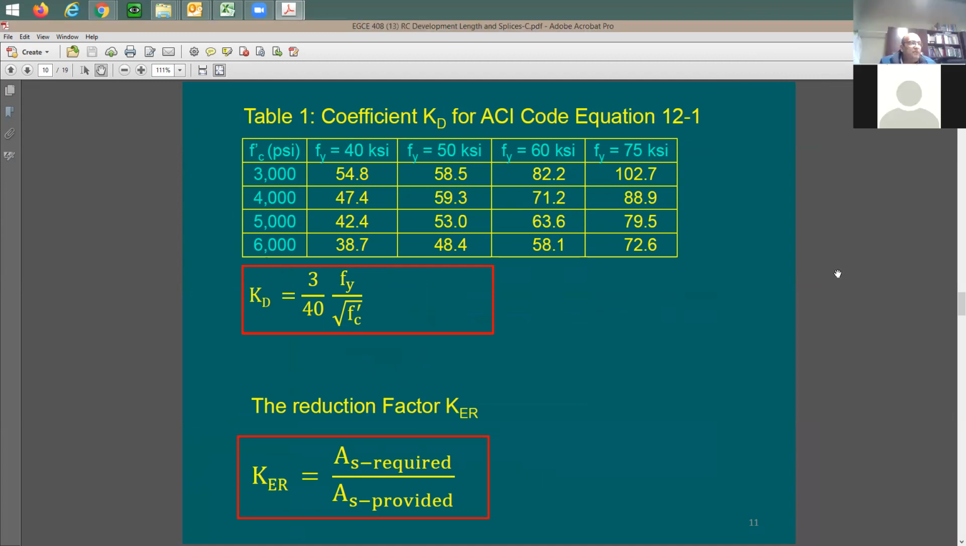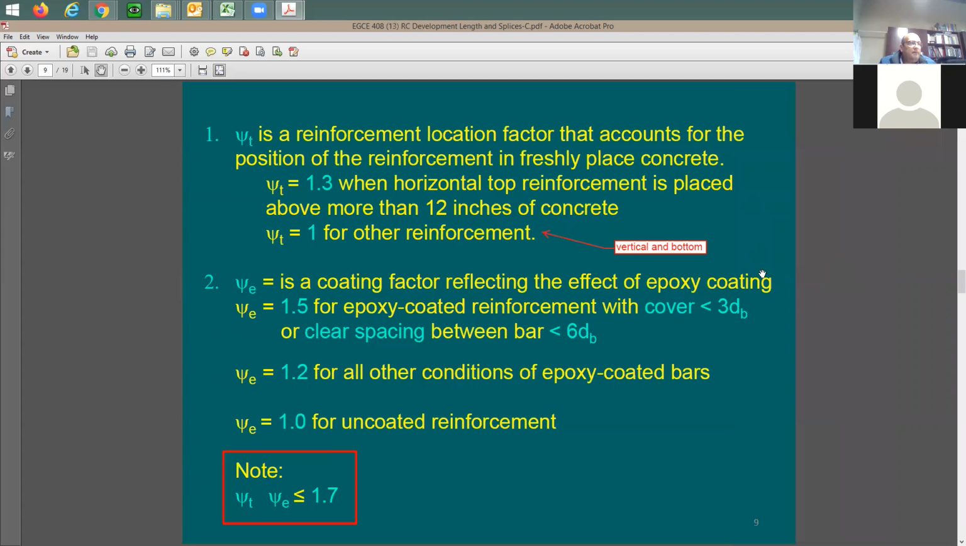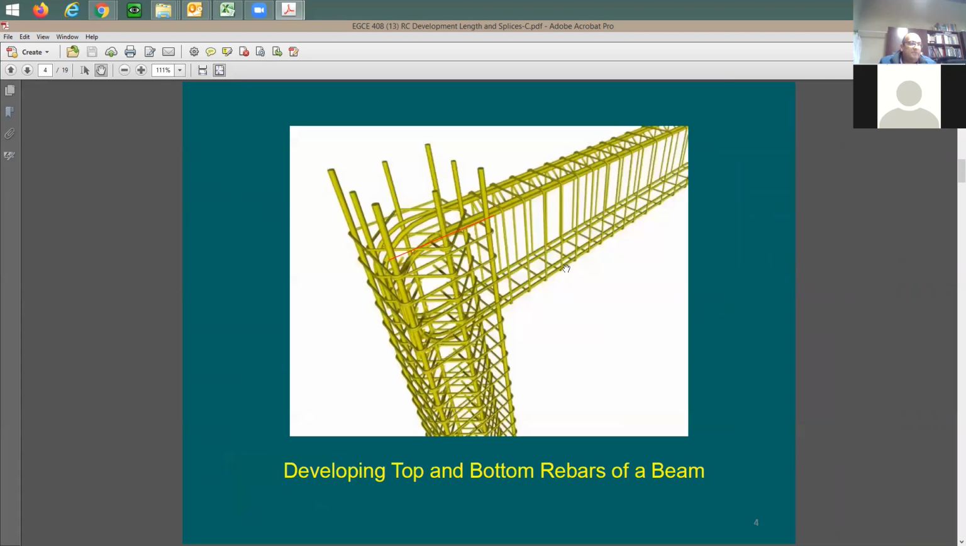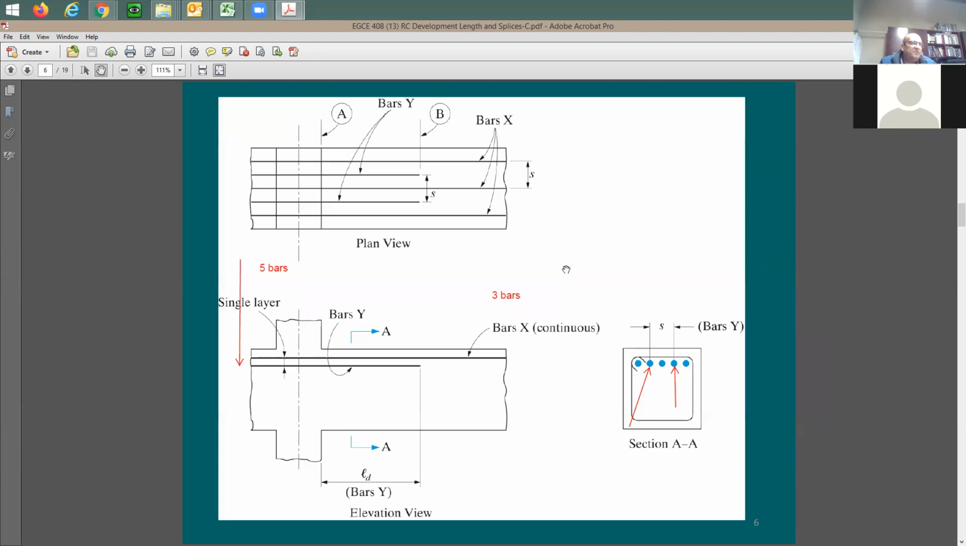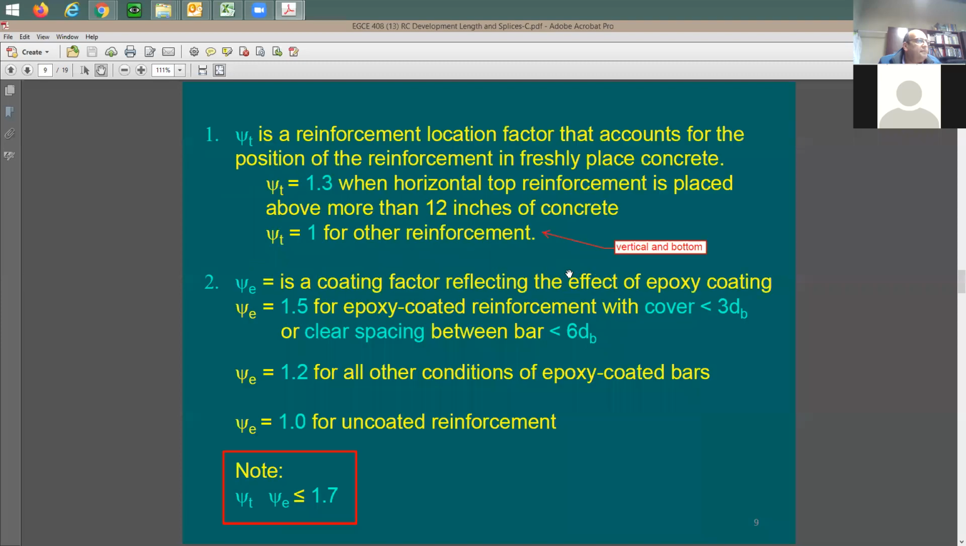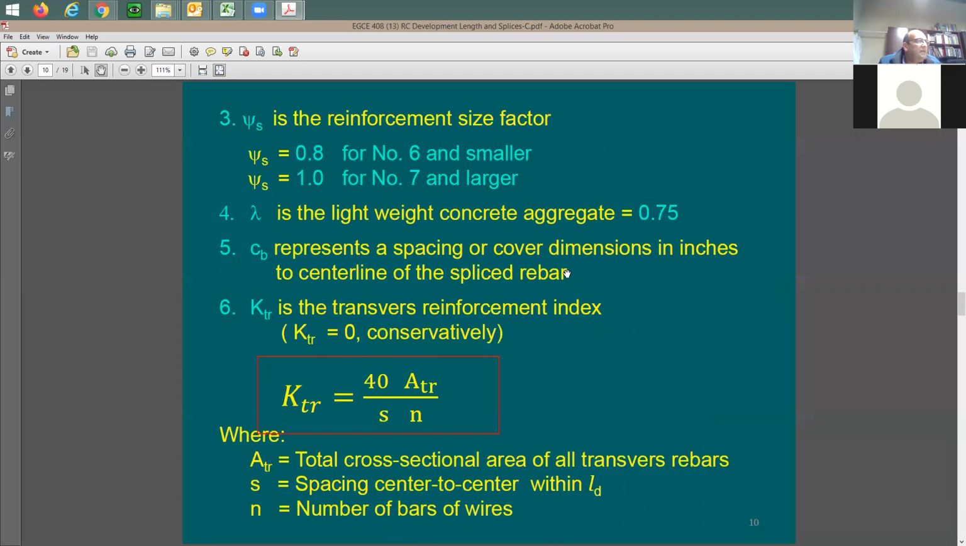So we have the values here for psi, and here's psi s. If I may go back to the previous slide and show you the values for psi, let me get to it. Psi sub s, when you have rebars number 6 and smaller, it's going to be 0.8, number 7 and larger is going to be 1.0. In our case here, the bar size is number 8, so it's going to be 1.0.